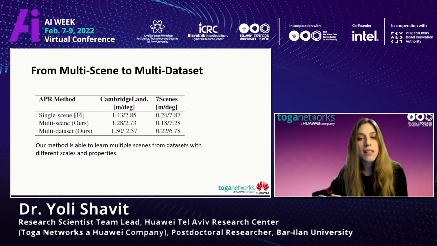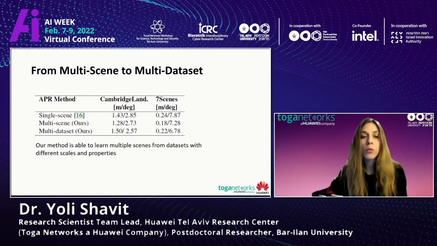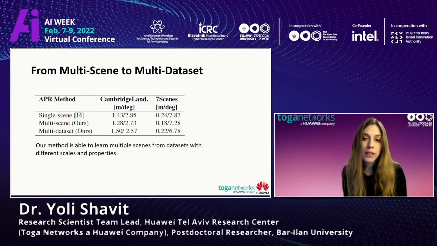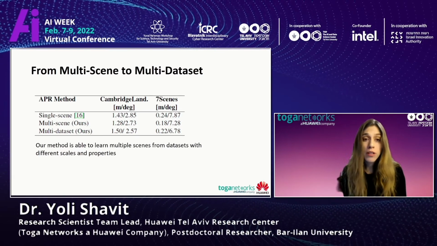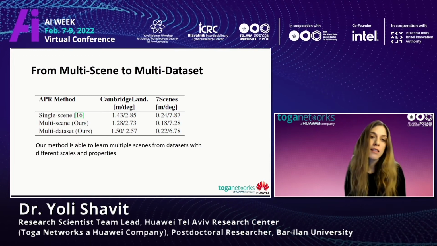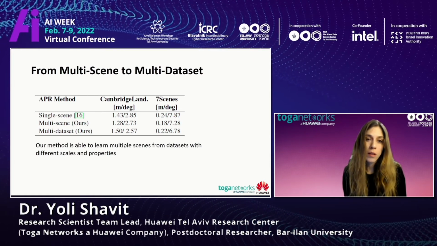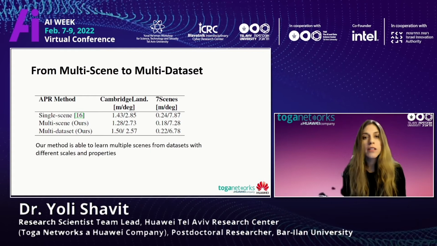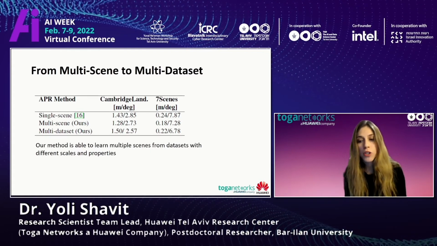And as you can see, when we train on multi-dataset, so the third row in the table, we achieve similar results to the multi-scene setup, and importantly, surpass state-of-the-art single-scene performance. This is despite the two datasets being very different from each other.